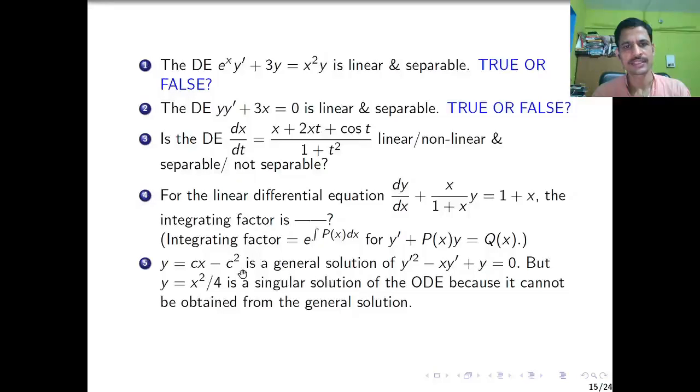And since we have a parameter c which can be chosen according to our wish, here the variables are x and y and c is a constant parameter.